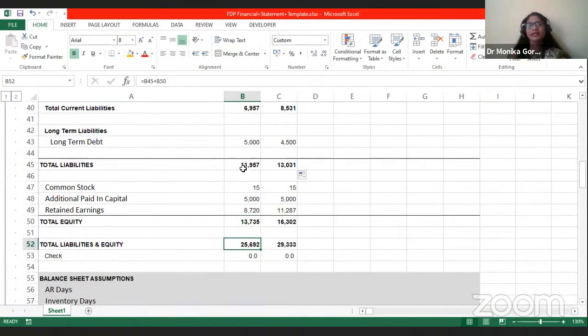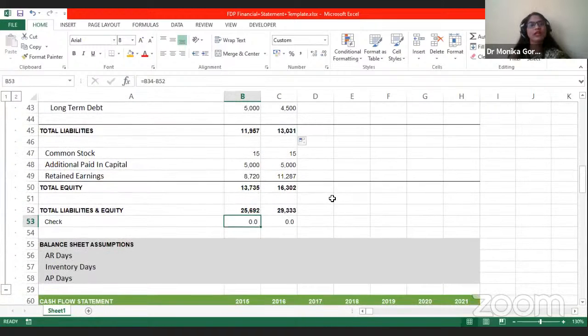So total liabilities plus total equity means your 11,957 plus your 13,735, you get 25,692. Check. What does check mean? It should always come zero. Always coming zero means what? Your asset is equal to your liabilities plus your equity shares. So every time this check will tell you whether your balance sheet is balanced or not, whether your asset is equal to liabilities or not.